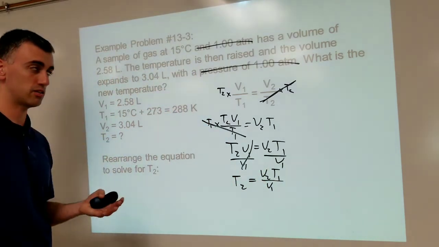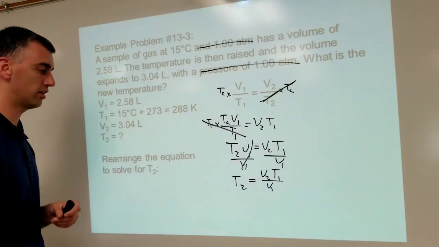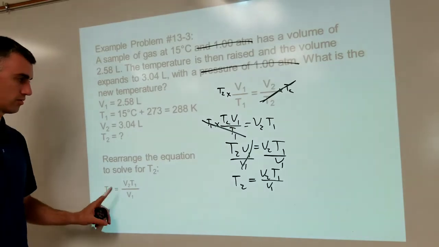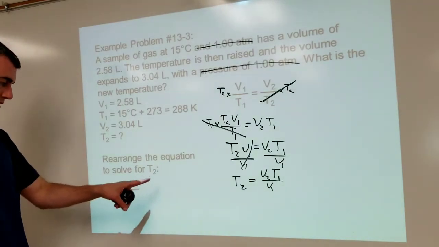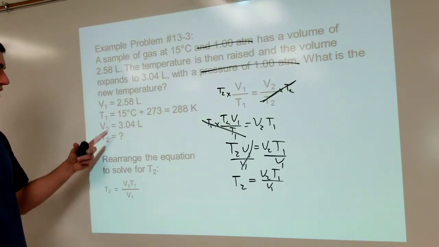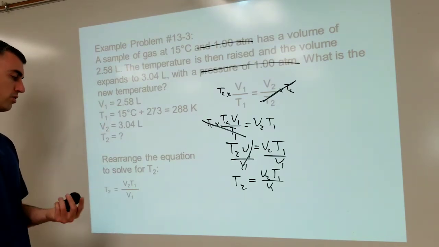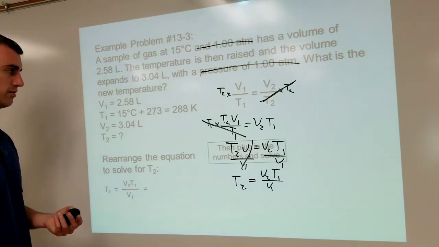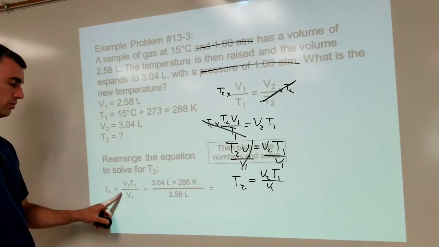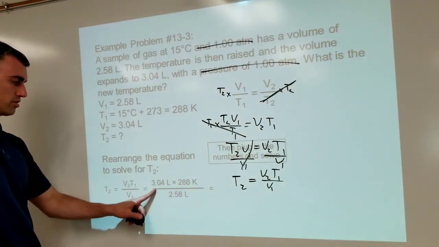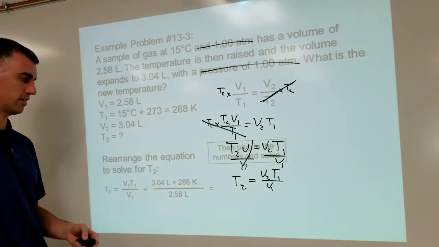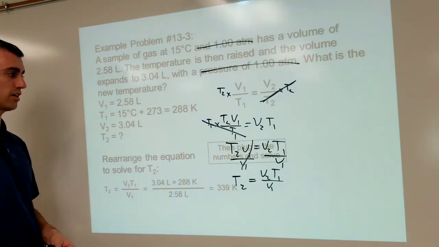Okay, it's important to be careful with the algebra as you do it here. So anyway, there we go. That's the rearrangement of the equation. Once you've identified your variables and rearranged your equation, now you can plug in your numbers and solve. Plug in the numbers right there. Liters cancel liters, you have Kelvin as your final answer, and your answer is 339 Kelvin.